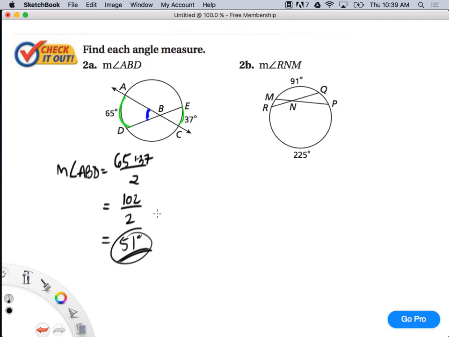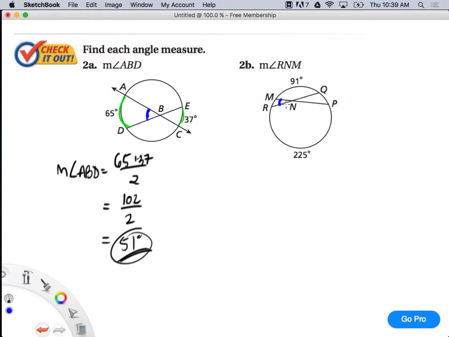Wait, I got 80. I did 102 times 0.5 and got 51. I got 83.5 too. 102 times 0.5, same thing. What else did you guys get? I got 102, but I did times. How'd you get 83.5? 65 plus 37. Oh, because you didn't put them in parentheses. You gotta do it like this: 65 plus 37 divided by 2. Oh, I guess I did the same thing. Yeah. All right. Now, this one here, it's asking for the measure of angle RNM.